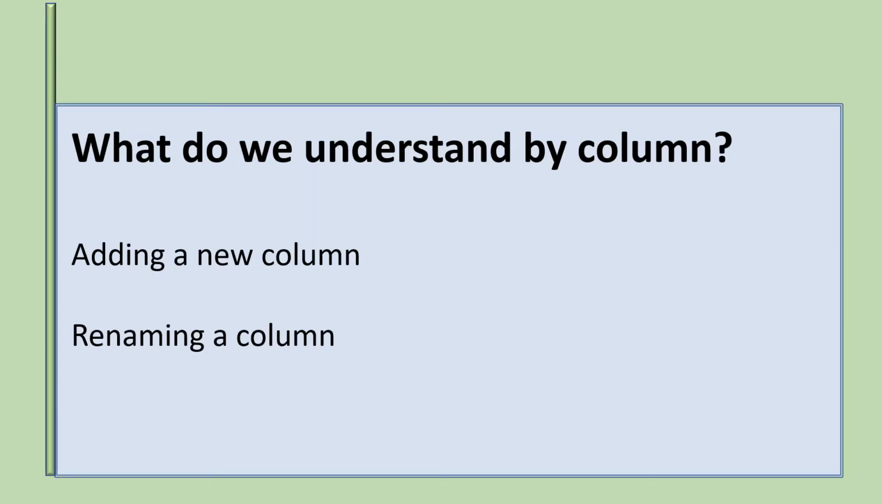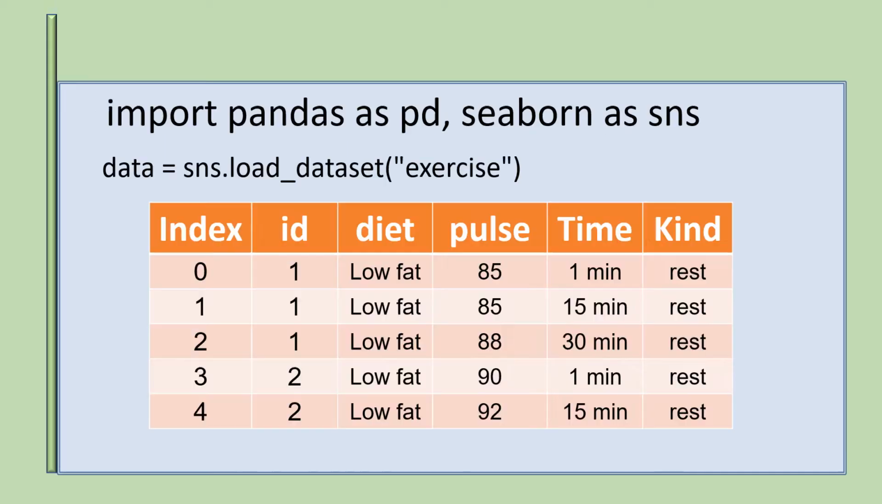Many a times you will hear me in coming sessions calling a column a feature. So in data science lingo, a column is also known as a feature, and there are multiple operations that we do at feature level or column level. And to start with, the very basic ones are addition of a new column and also renaming a particular column. Let's get started with this particular session.